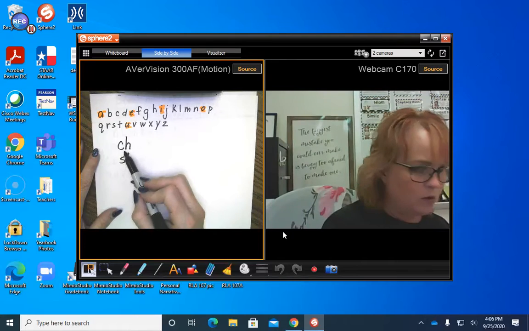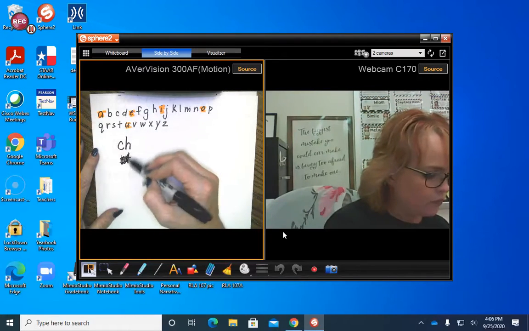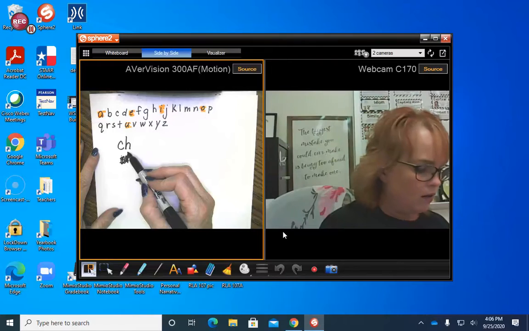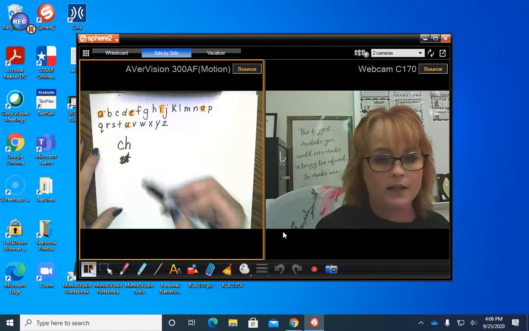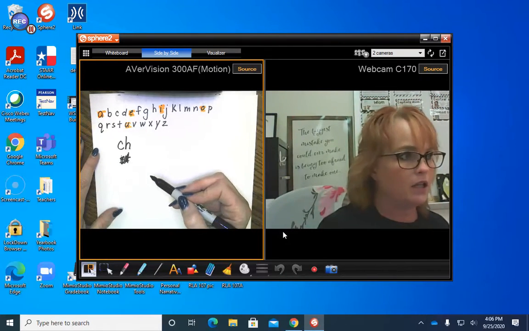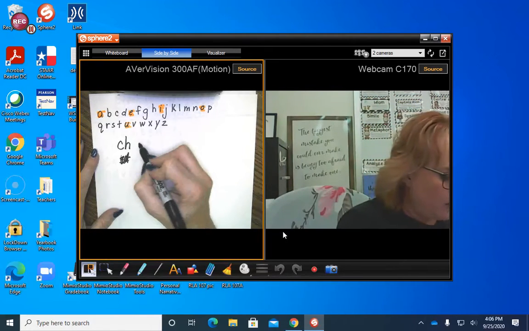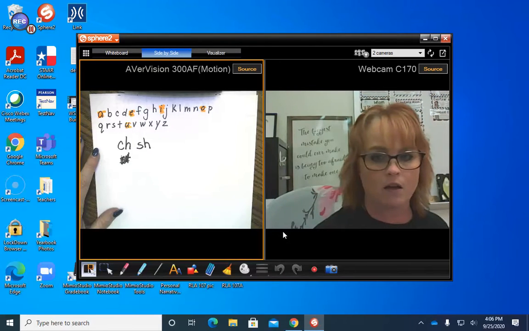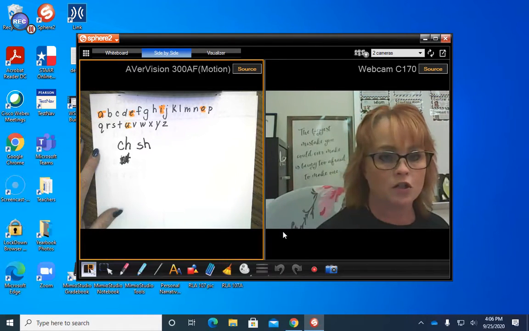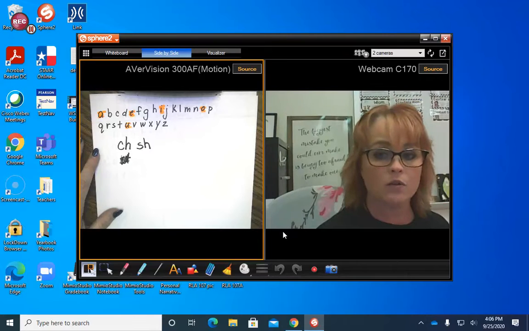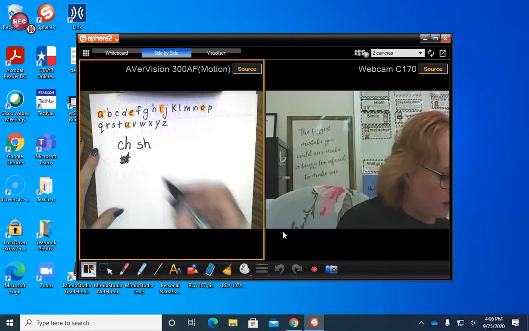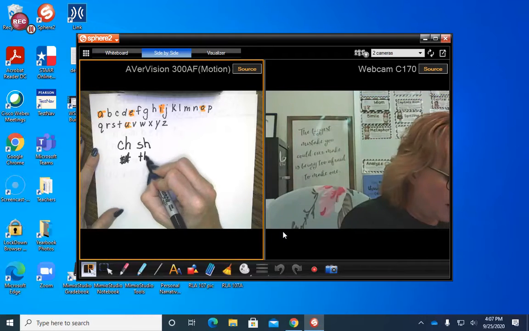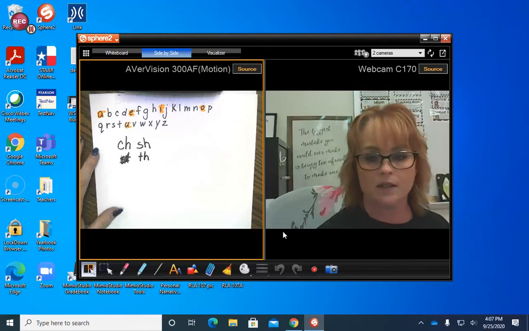So if we take two consonants together, like a C and an H, that would make one sound. So C and H together make the ch sound. If we put an S and an H together, that also would make one sound, like sh. Can you think of any other two letters we could put together? Maybe like a T and an H? That would also be considered a consonant digraph, because when you put T and H together, it makes one sound.